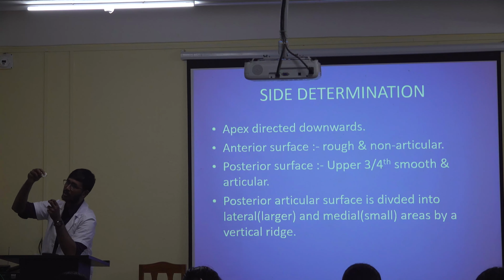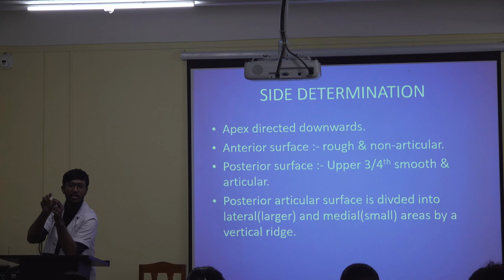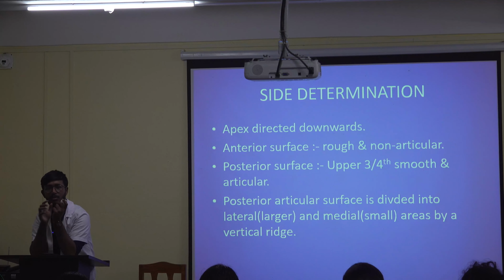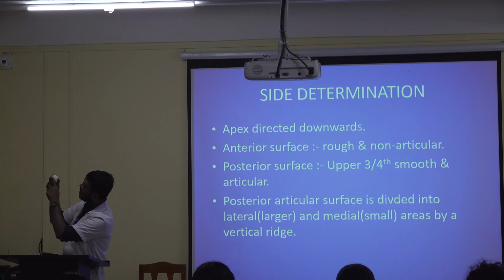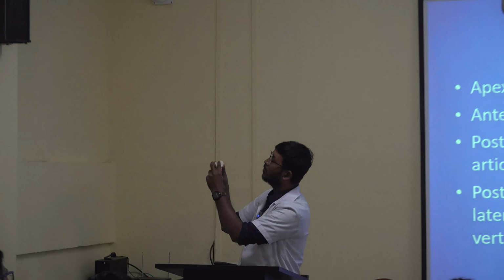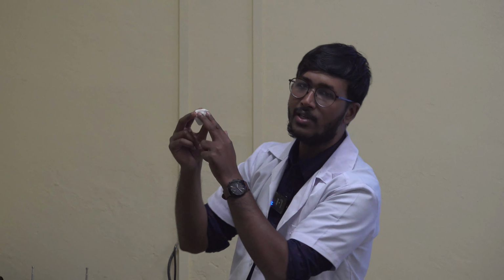So the apex will always point downwards, and the anterior surface will be non-articular. You can see in your knee also that part is very rough and tough, because the patella is present absolutely in front. It is non-articular, as no bones articulate in the anterior part. So it is free, that is why we can easily palpate the patella. The anterior surface will be rough and non-articular. Posterior surface will be smooth, at least on the upper part. And in the posterior surface there will be a lateral surface and a medial surface.